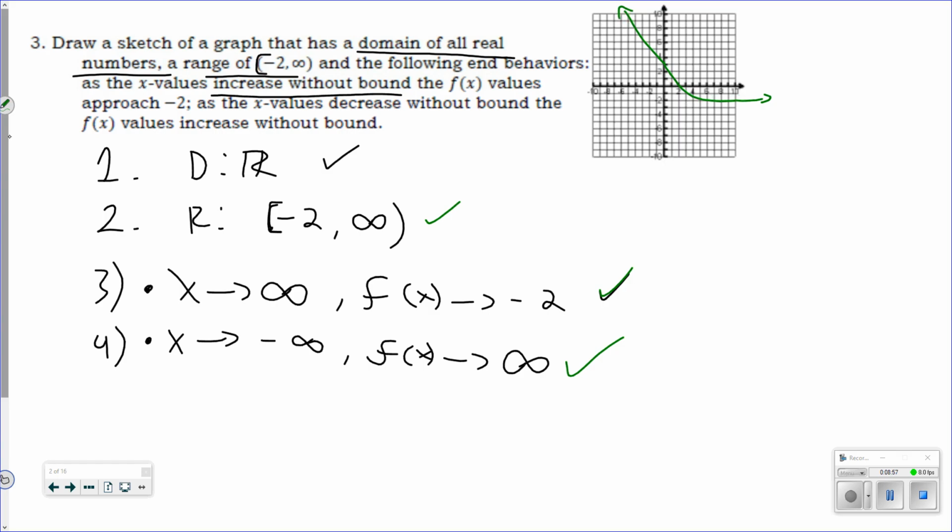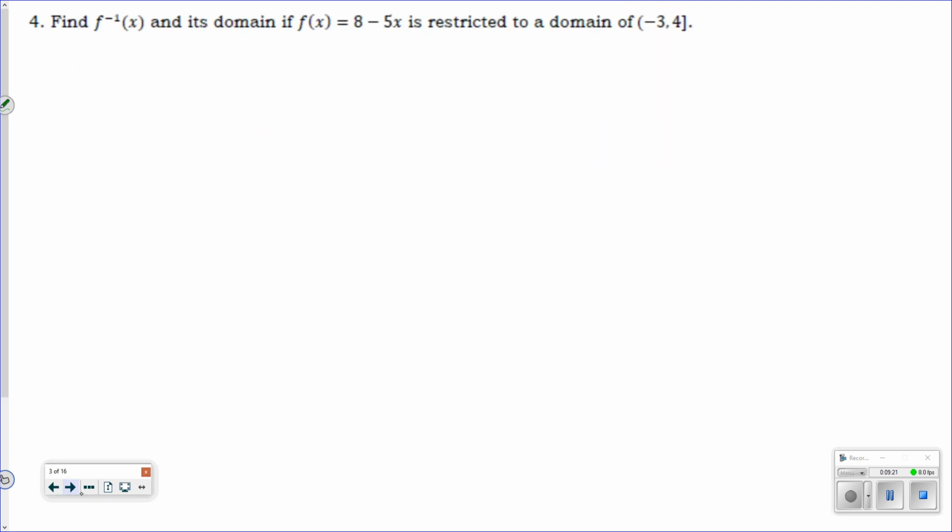My range goes from -2 up to infinity. I changed it to an inclusive because I don't want to deal with asymptotes when we haven't talked about it in class. 3, as x goes to infinity, my y's or my f of x's go to -2. I can see that on the right side. As my x's keep getting bigger, my y's are going to -2. And for number 4, as x goes to -infinity, my y's are going to +infinity. All right, just keep going.